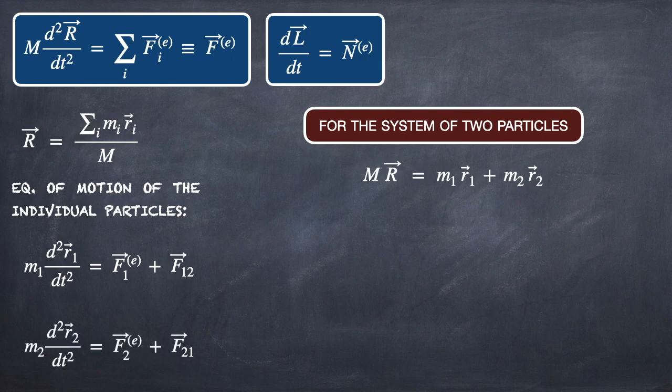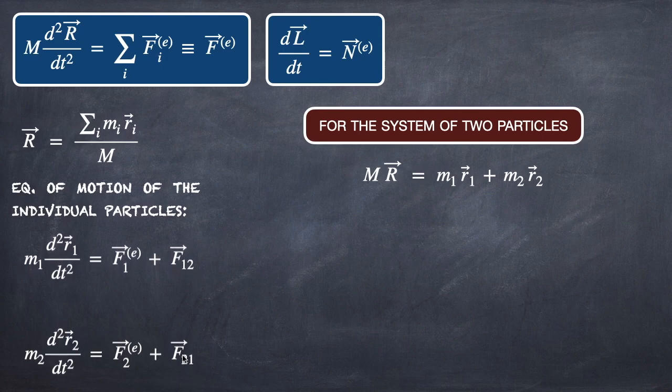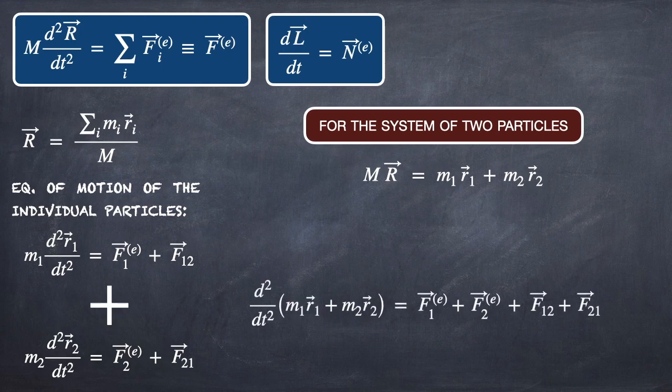We have an equivalent equation for particle 2. m_2 multiplying the acceleration of particle 2 is equal to the summation of all the forces acting on particle 2, the external force and the internal force of particle 1 on particle 2. And we are going to sum these two equations. Since the mass is a constant, we can write it inside the time derivative for both cases here. And the sum of time derivatives is equal to the derivative of a sum.